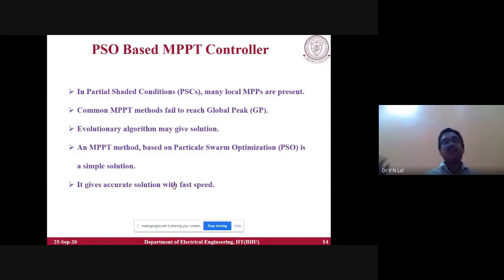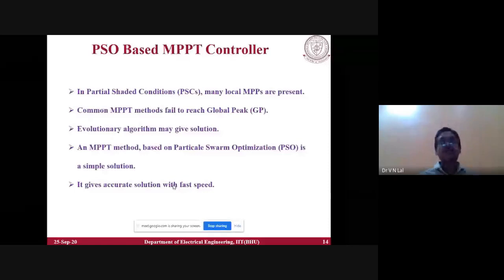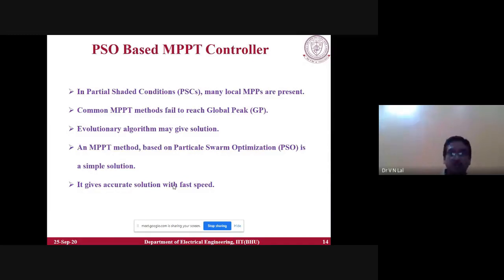Actually, the term particle swarm optimization is used in power system. There are many applications of particle swarm optimization in power system, like optimal location of distributed energy resources, or unit commitment in scheduling of generators. Different applications of particle swarm optimization are there. So many iterations and so many agents or particles are there in those applications that a question will arise, how is it simple? Regarding MPPT, I will come to that point, how this is very simple in MPPT. That's why we are using this PSO based MPPT controller.